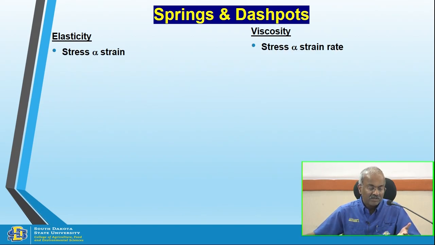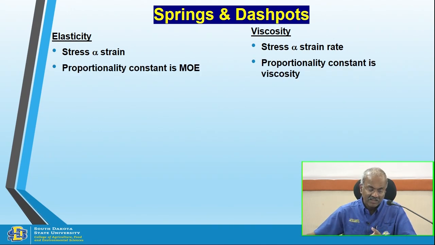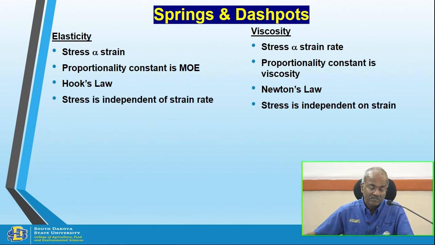So elasticity, stress is a function of strain. Viscosity, stress is a function of strain rate or shear rate. The slope is the modulus for elasticity, and the proportionality constant is viscosity for the viscous component. Elasticity is based on Hooke's law, viscosity is based on Newton's law. Here stress is independent of strain rate, because it's only stress and strain, there is no rate in the elasticity component. In the viscosity component, stress is independent of strain, but stress is dependent on the strain rate.